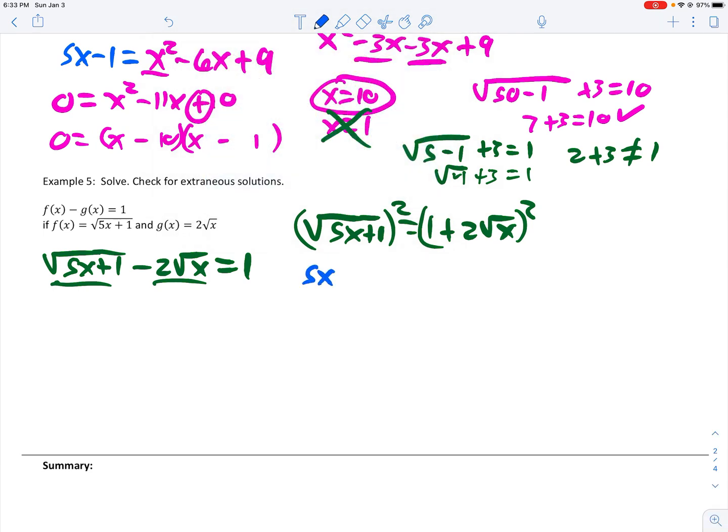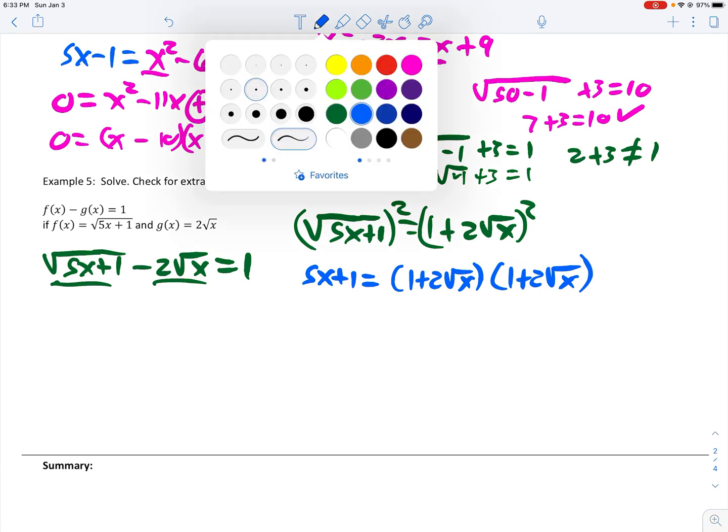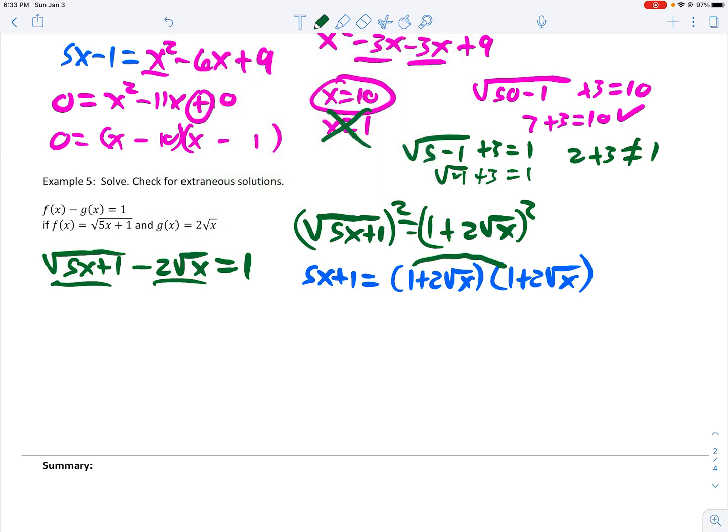So this would be 5x plus 1. Now, the right side, there's nothing we can do about it. You're going to end up still with a radical, because you have to square 1 plus 2 root x. So this is 1 plus 2 root x times 1 plus 2 root x. So it's still going to use FOIL. So first terms, 1 times 1 is 1. Outside, this would give you plus 2 root x. Inside, plus 2 root x.